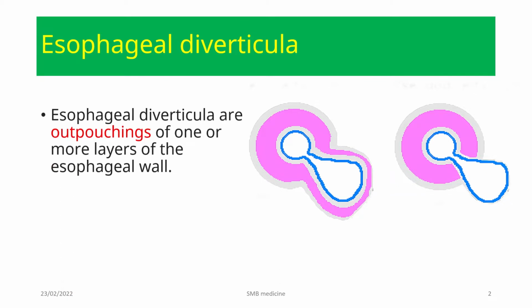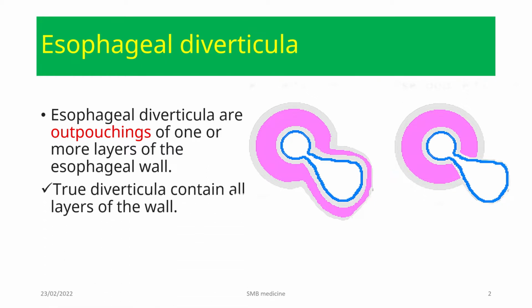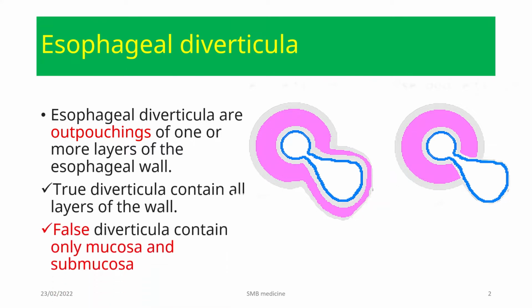Esophageal diverticula are outpouchings of one or more layers of the esophageal wall. They could be true diverticula, which contain all the layers of the esophageal wall, or false diverticula, which contain only the mucosa and submucosa layers of the esophagus. As we can see in the picture, this is a true diverticulum, which contains the muscular layer, the submucosa, and the mucosa, while here there is no involvement of the muscular layer, so it is a false diverticulum.